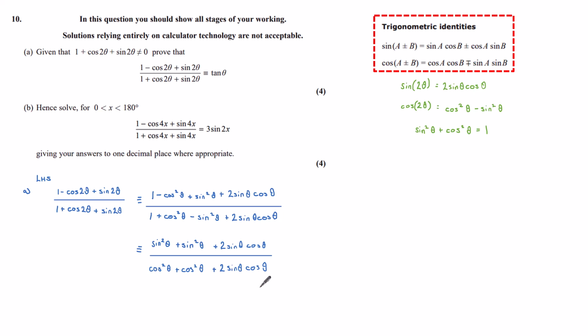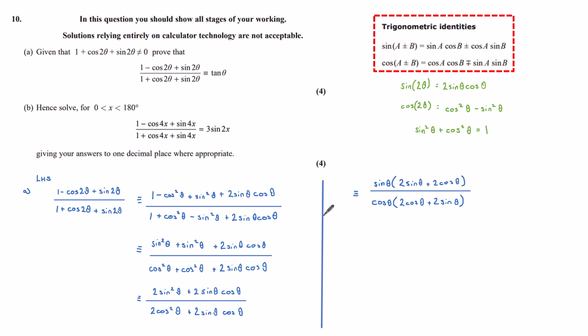So this can be written as the following. This can be simplified. This is 2 sine squared theta plus 2 sine theta cos theta over 2 cos squared theta plus 2 sine theta cos theta. Now I'm going to actually factorize the numerator and the denominator. On the numerator, I can take out a factor of sine theta. So taking sine theta out leaves me with 2 sine theta plus 2 cos theta. And on the denominator, I can take out cos theta of 2 cos theta plus 2 sine theta.